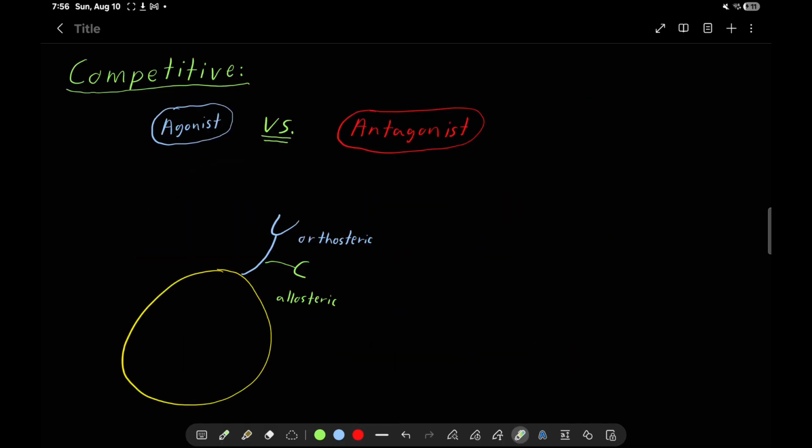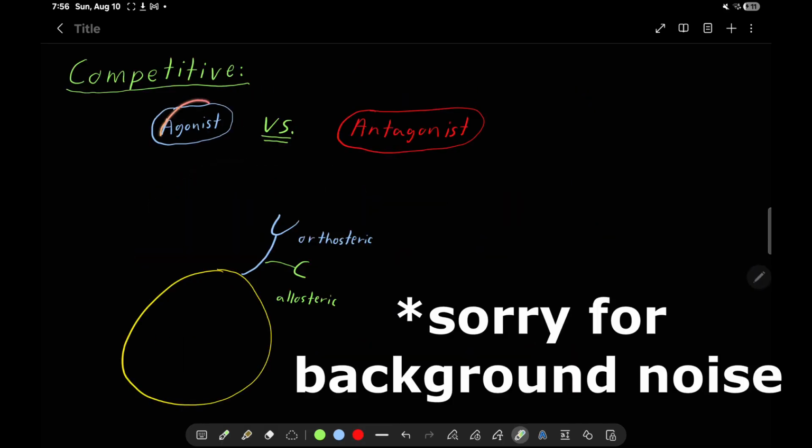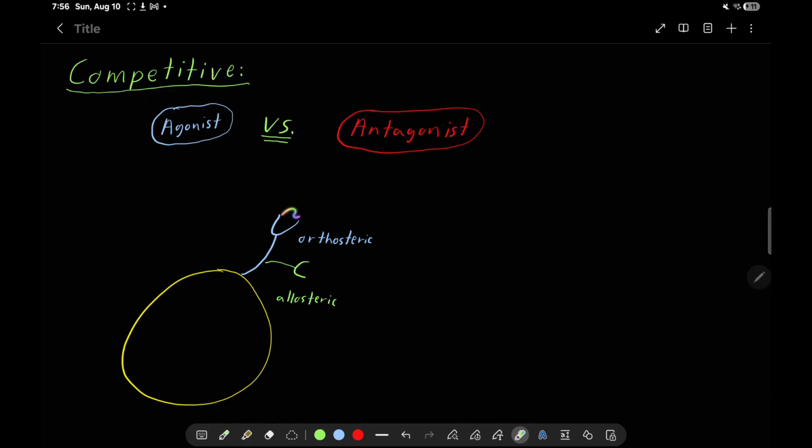So competitive antagonism is when an agonist and an antagonist compete to bind onto the same orthosteric site. So remember, the orthosteric site is where agonists can come and bind onto. I'll represent the agonist with this little blue circle. It's where agonists can come and bind onto, and when they do, they change the conformation of your receptor, and that produces an intracellular response.